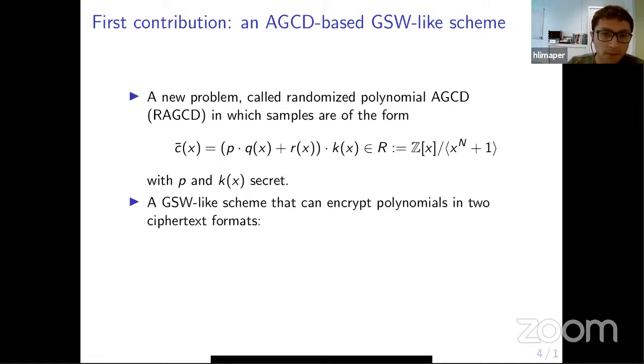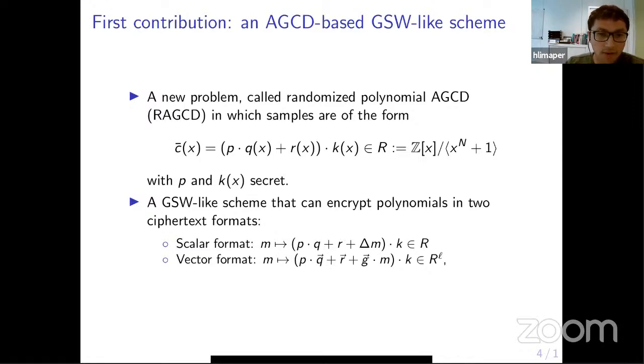Now, using this problem, we can construct a GSW scheme that can encrypt polynomials M in two formats. We can encrypt the polynomial M into another polynomial, or we can encrypt a polynomial M into a vector of polynomials. Then we define the mixed homomorphic multiplication that can multiply ciphertexts of these two formats. This is more or less like the TFHE external product, and it's more efficient than simply using the GSW homomorphic multiplication.